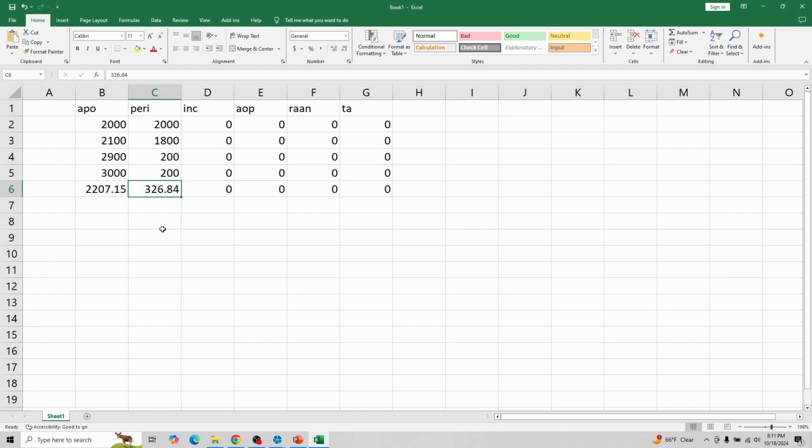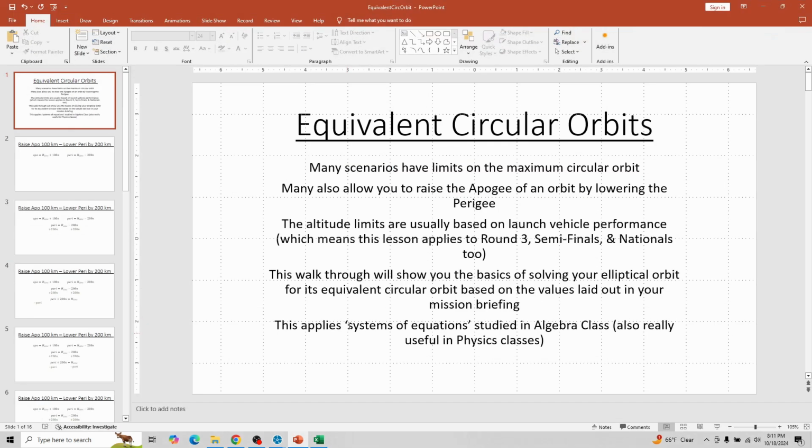so this is probably going to be an allowed orbit in the simple scenario. But when you get to semifinals, well, maybe one rocket, one launch vehicle, can get up to a circular orbit of 2,000 kilometers with the mass, the weight that you want to load into it. But maybe another one can only get up to, I don't know, maybe 1,800 instead. So here's where the equivalent circular orbit will come in handy. And like I said, buckle up. We have some math to take a look at.